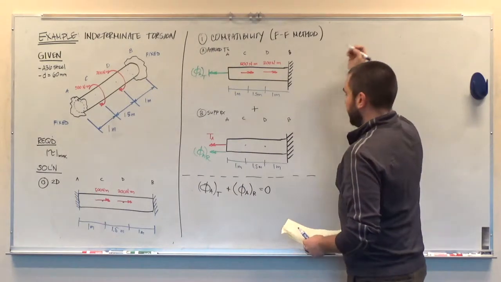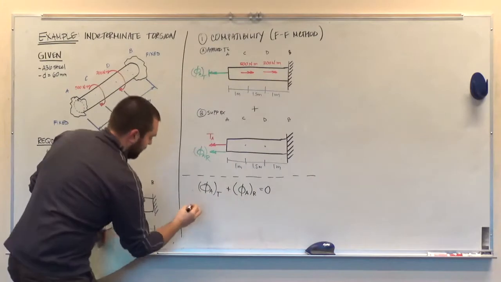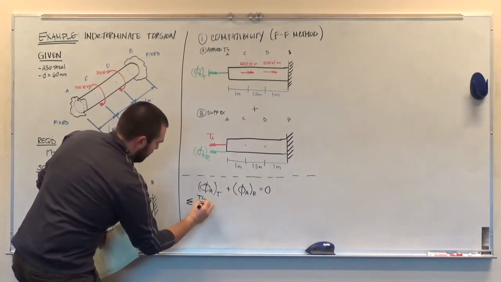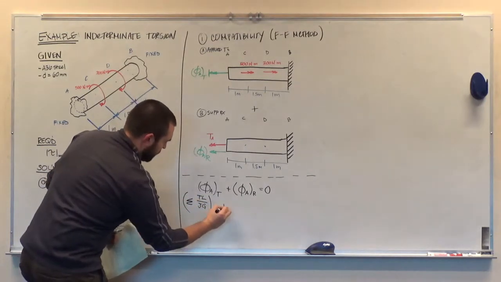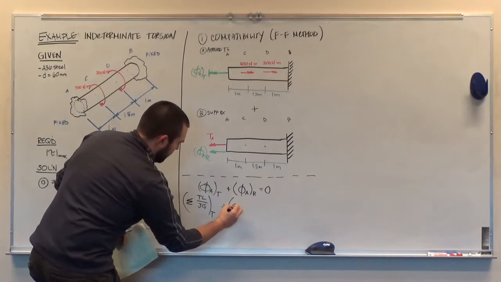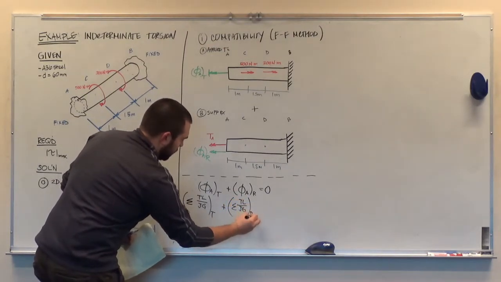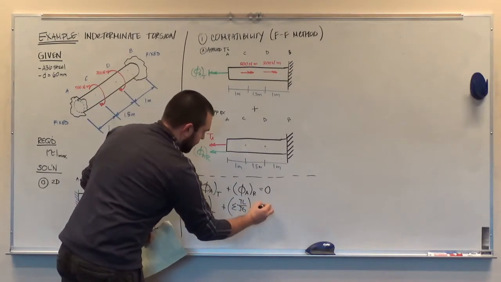And so the way that we go about that is our general equation for the angle of twist for either of these is going to be the sum of TL over JG. Here this will be for the external torques. Here we'll have the summation of TL over JG for the system that's only subject to this reaction, the torque reaction.